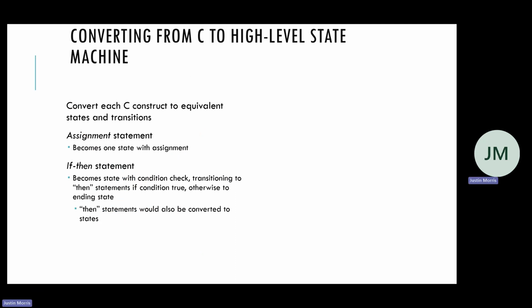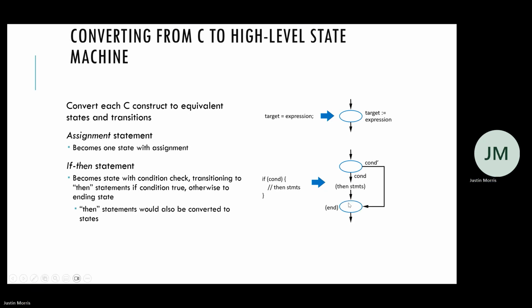All right. So if we want to convert from the C code to high-level state machines, then we should convert each C construct to equivalent states and transitions. If we have an assignment statement, then it can just be one state with an assignment. If we have an if, then we have a state with a condition check. If the condition is not true, I skip and don't do anything. If the condition is true, then I have these states that implement the then statements. So you can use this construct to convert into high-level state machines.